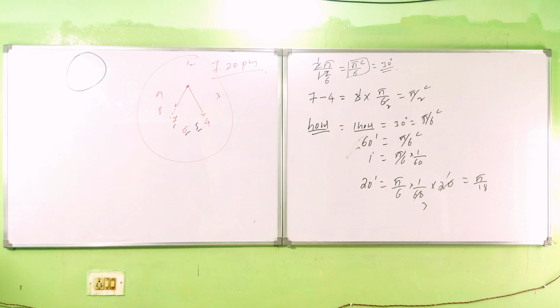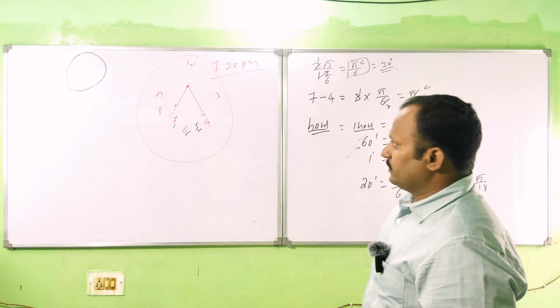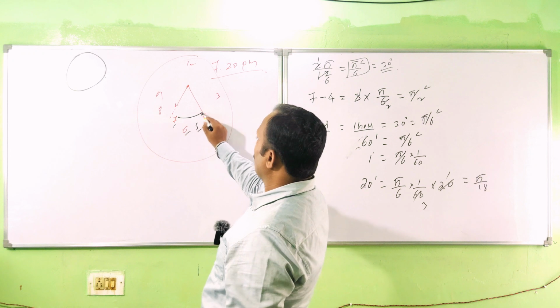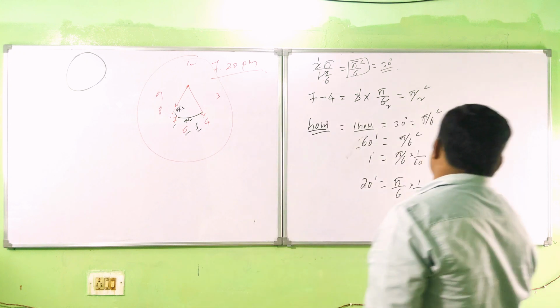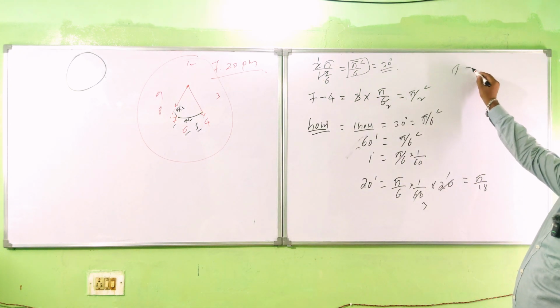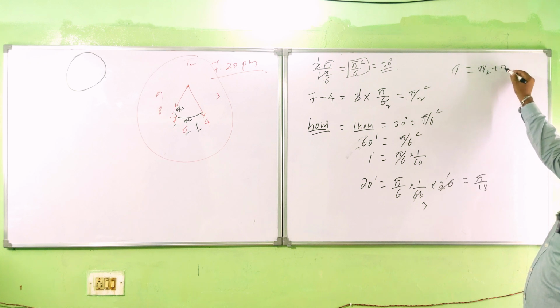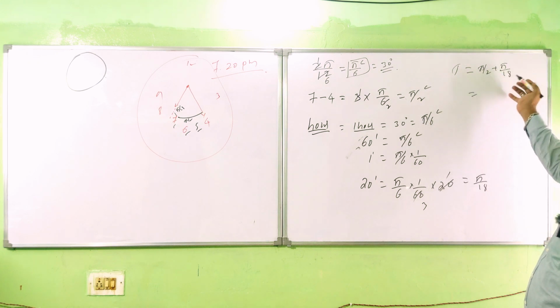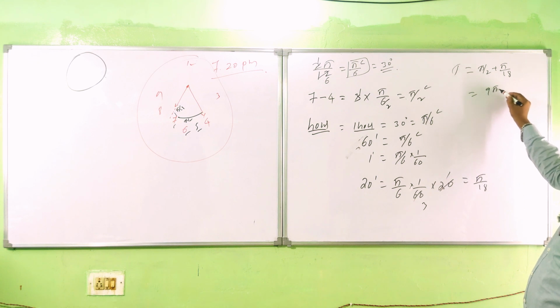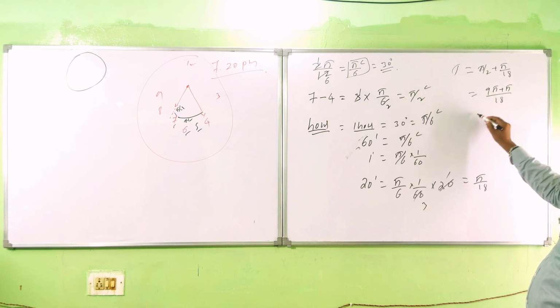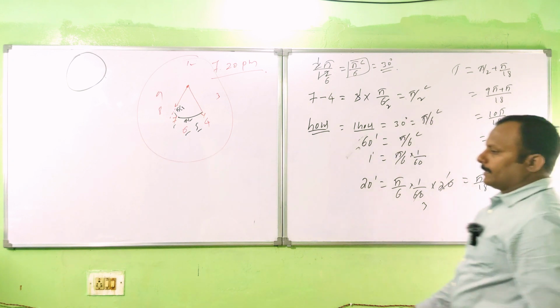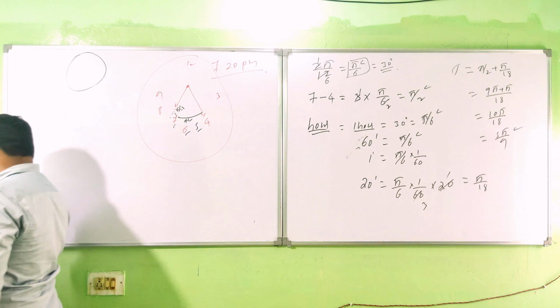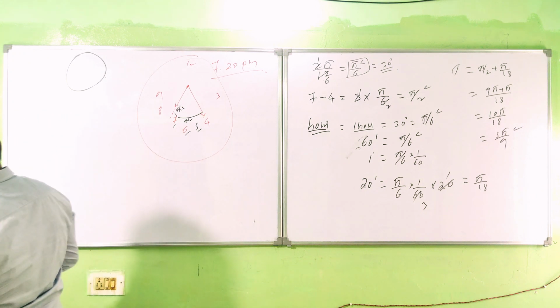So this is pi by 2 and this is pi by 18. Therefore the total angle is pi by 2 plus pi by 18. The LCM is 18, so 9 pi plus pi divided by 18. This becomes 10 pi by 18, which is 5 pi by 9. We do not need to write the radian. Yes, 5 pi by 9 radians.